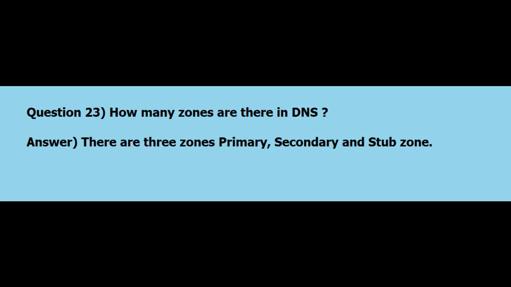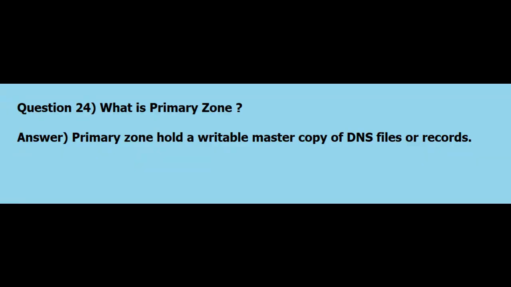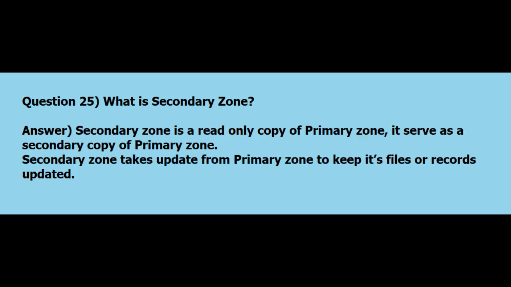Question 23. How many zones are there in DNS? Answer. There are 3 zones: primary, secondary and stub zone. Question 24. What is primary zone? Answer. Primary zone holds a writable master copy of DNS files or records. Question 25. What is secondary zone? Answer. Secondary zone is a read-only copy of primary zone. It serves as a secondary copy of primary zone. Secondary zone takes update from primary zone to keep its files or records updated.